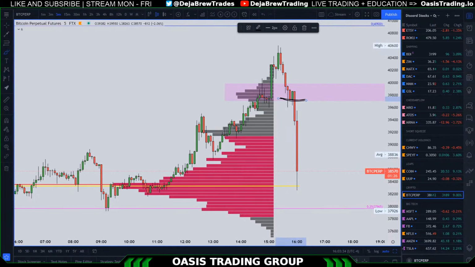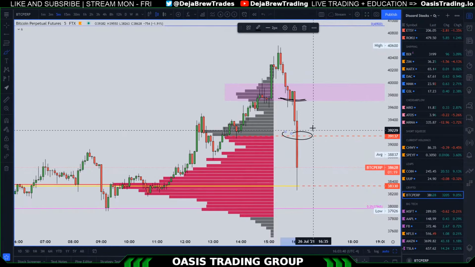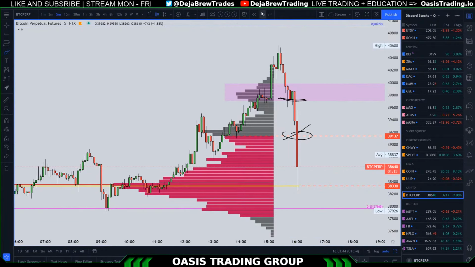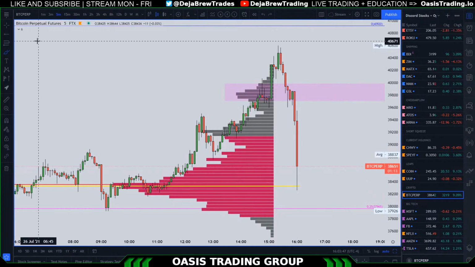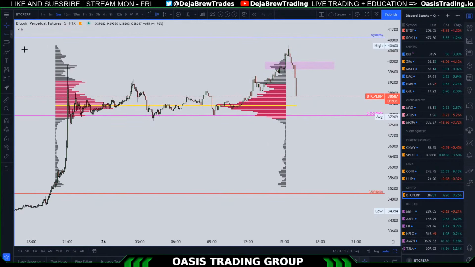And then you would have targeted the value area high, and you would have targeted the POC. So value area high was hit, and then POC was hit. And now our POC is bouncing perfectly. So as long as it holds the POC, that's okay. If it loses the POC, then we're talking about the value area low, way down there.